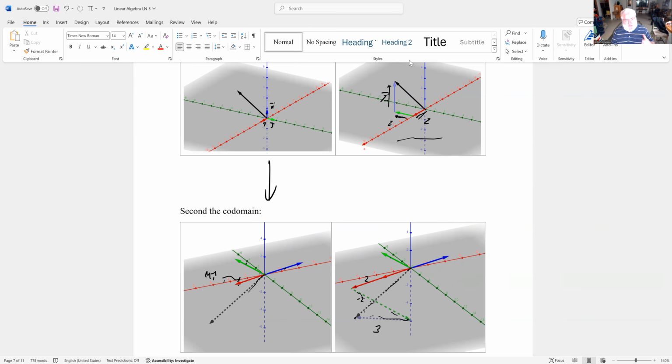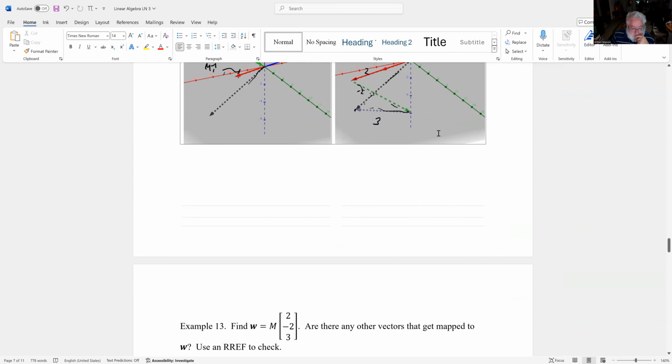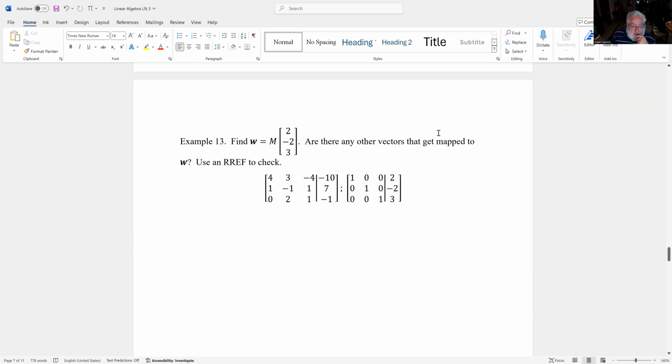So I always think of IJK as being sort of the skeleton of the transformation. You see where those go, and then it just drags everything with it, right? The black vector has a particular relationship to IJK. That same relationship holds relative to the images of I, J, and K in the third dimension.